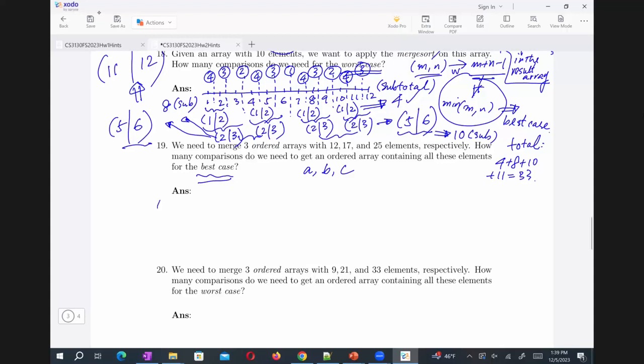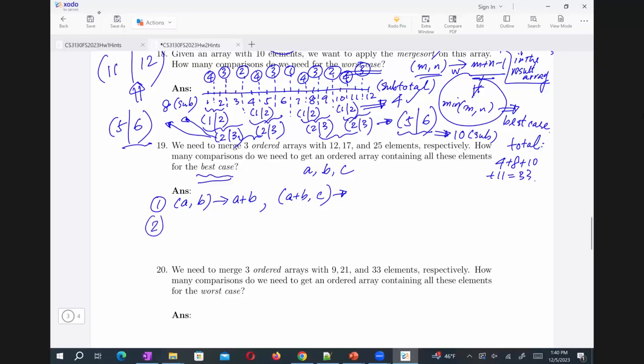The first method: we merge A and B first. So we get A plus B elements in the merged array. But after that, you need to do another merge, A plus B with C. So this is the first method.